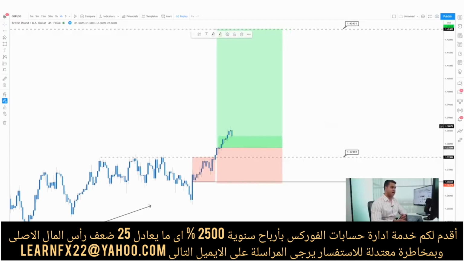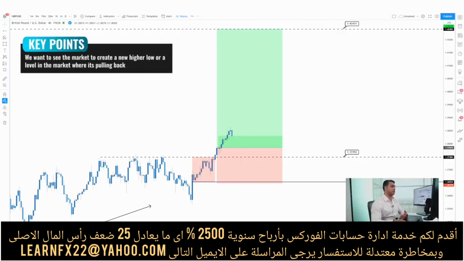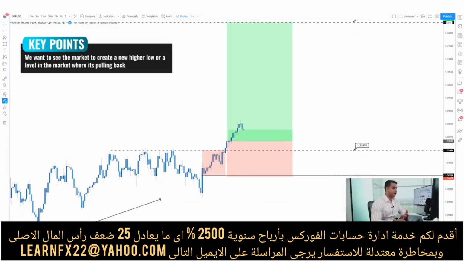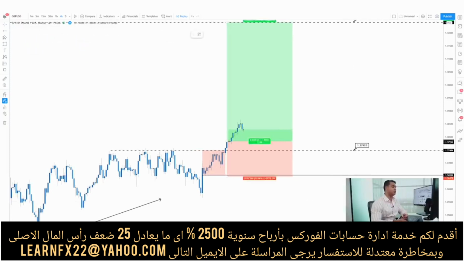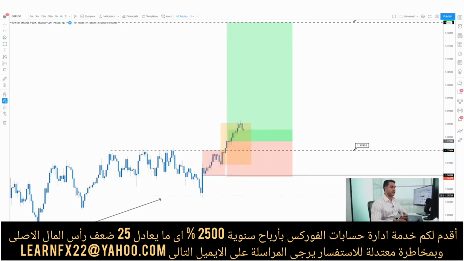Now, let's send this back. What we want to see the market do now is create a new higher low, or a level in the market where it's pulling back. In that instance, what we want to do is take the higher low that created the high, and we want to create a new box. Now, this is identifying to us that at any stage during this market structure, let me send this back.